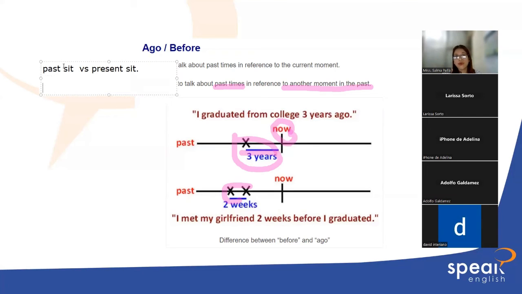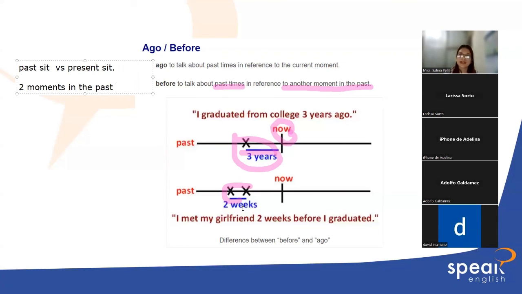But when we use before, you are not talking about a current situation. You are talking about two moments in the past, like this, 2 weeks. Ah, and do you have a girlfriend? And how did you meet her? Ah, I met my girlfriend 2 weeks before I graduated. Two situations. If they ask you guys, what was the first situation? ¿Cuál era la primera situación acá? What would be? In the second, I graduate. Uh-huh, exactly. That is the first one. I graduate.